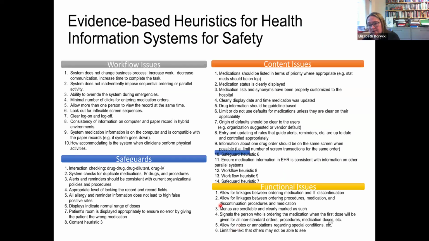We looked at the literature and developed, as a group, specific heuristics based on what the evidence was. What evidence was there that a particular feature, function, or workflow, for example, led to a particular error? That was derived from the literature. As a result, we've been able to create heuristics that have been successfully used to identify potential issues.